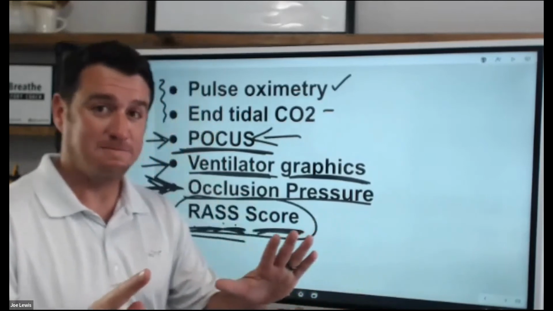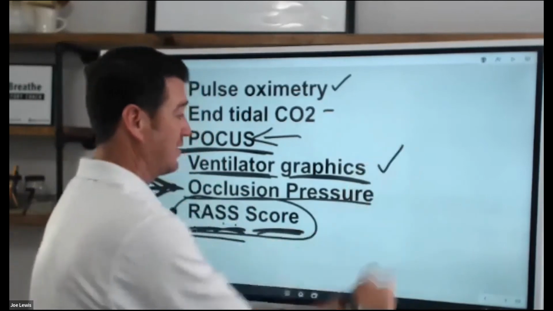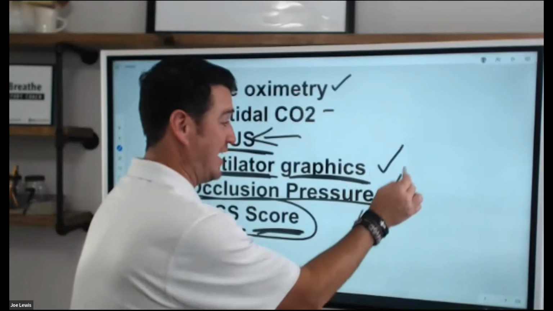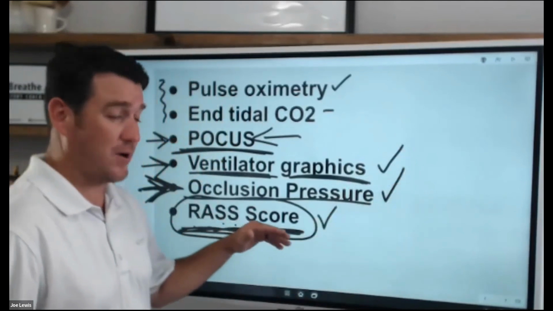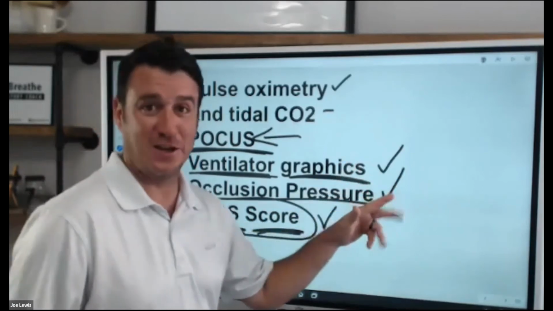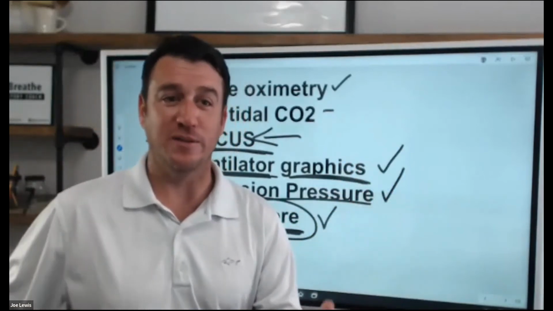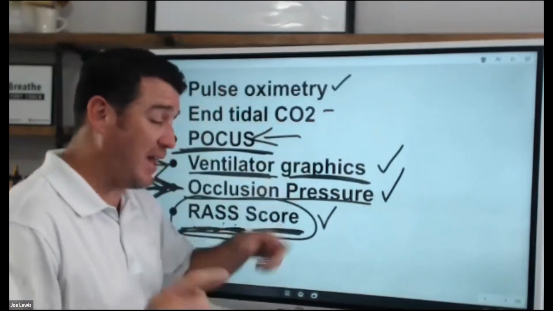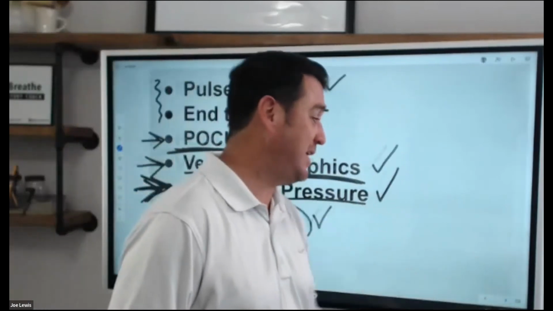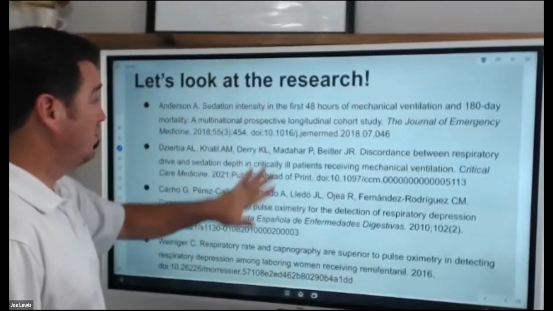To say, hey, you know what? I've got flow hunger on my ventilator graphics. I've got an increased occlusion pressure, and we've got an elevated RASS score. Let me try to fix this before we just treat it with more drugs. Okay, so these are just a handful of tools that we can use. And you don't have to believe me, because this is all rooted in research.